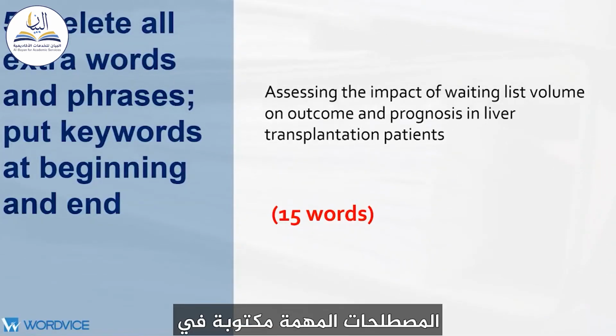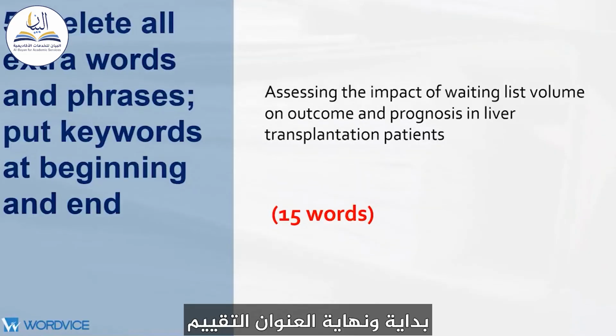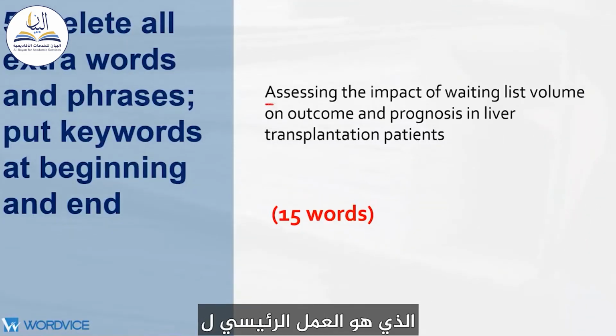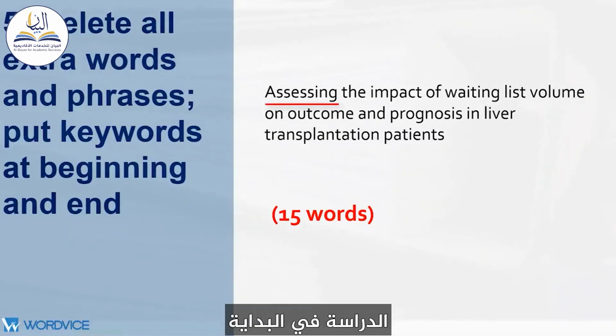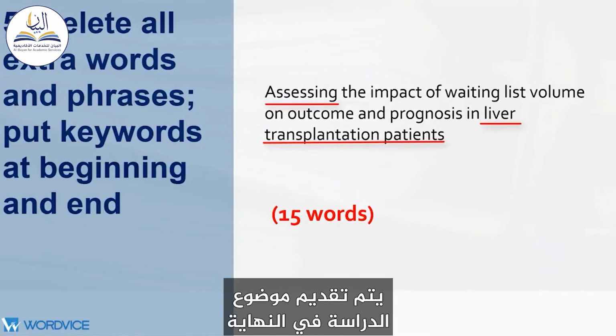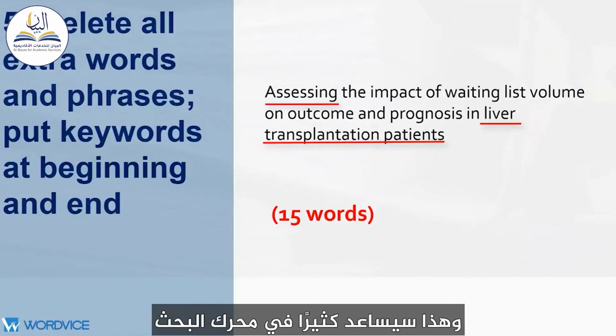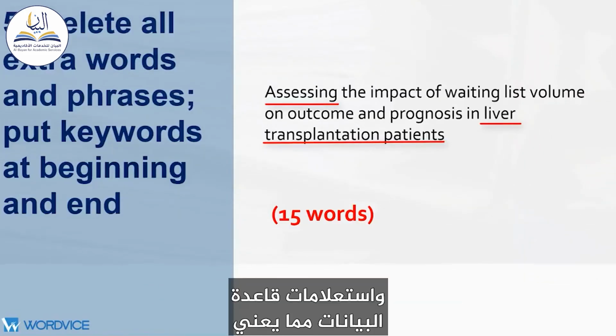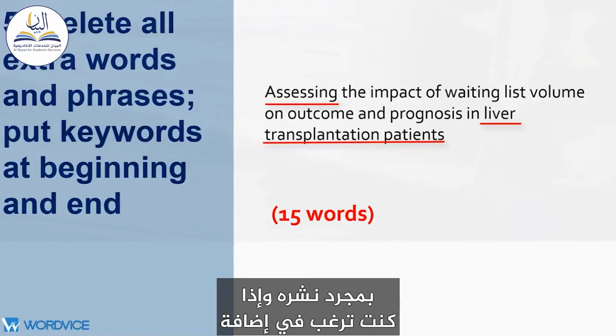And note that the important terms are written at the beginning and the end of the title. Assessing, which is the main action of the study, is at the beginning, and liver transplantation patients, the specific subject of the study, is given at the end. This will help a lot with search engine and database queries, meaning that a lot more researchers will find your article once it is published.